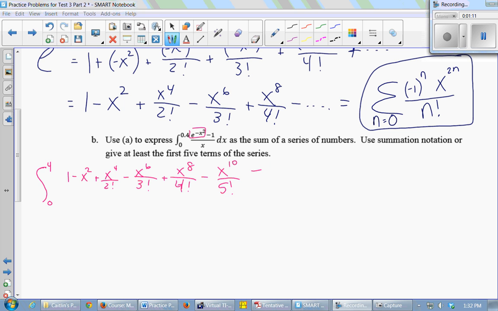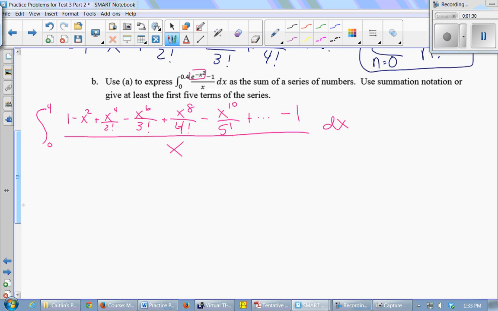And then I have to do minus 1. Oh, I should write plus dot dot dot minus 1 all over x dx. So all of that represents e to the negative x squared. And then all I do is combine my like terms. This isn't anything fancy. I have a 1 and a minus 1, and they cancel.